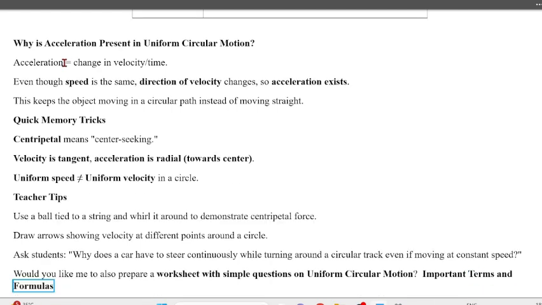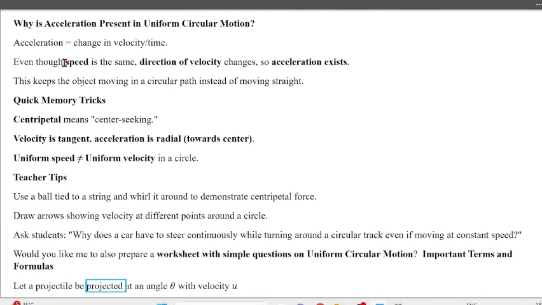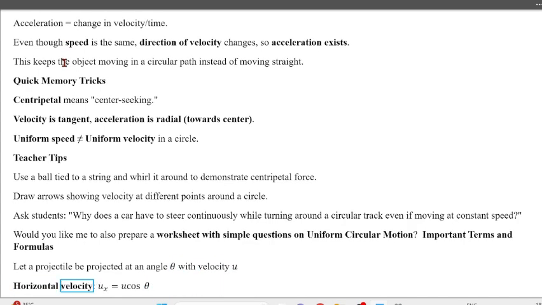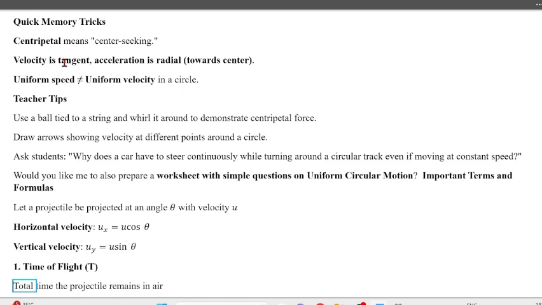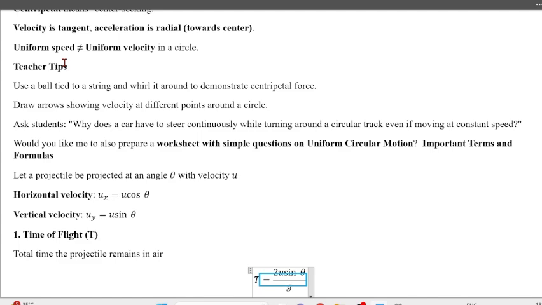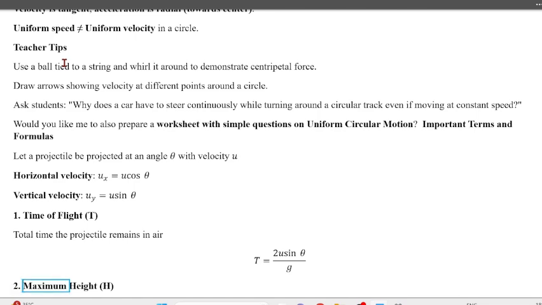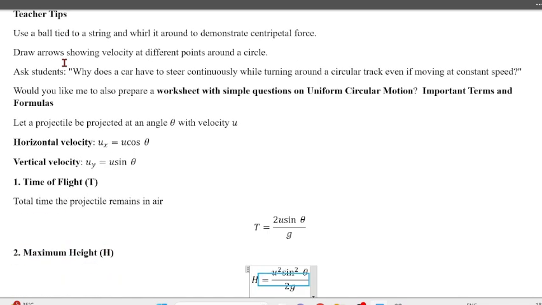Important terms and formulas. Let a projectile be projected at an angle theta with velocity u. Horizontal velocity u_x equals u cos theta. Vertical velocity u_y equals u sin theta. One, time of flight, T: total time the projectile remains in air. T equals 2u sin theta over g. Two, maximum height, H, equals u squared sin squared theta over 2g.